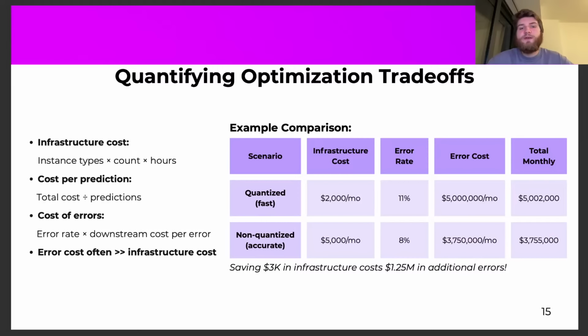Then we have scenario B, distill to balance. Infrastructure drops to $3,000 per month. Accuracy drops from 85% to 84%. 1% more errors.